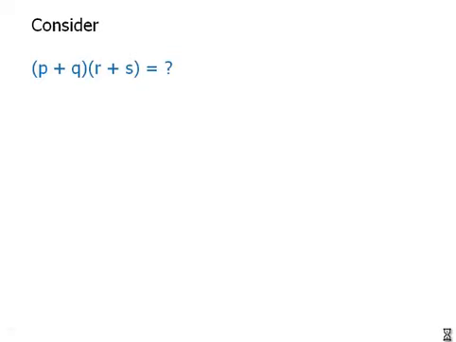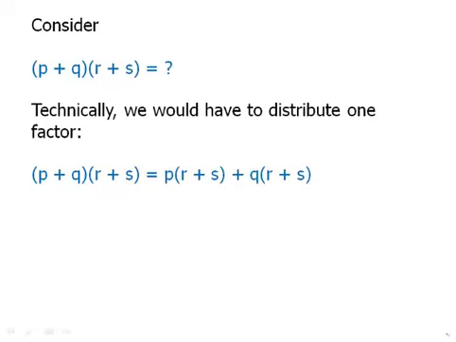So think about this. Here we have two binomials, that is to say, two factors, each of which involves the addition of two terms. And so how do we distribute? Well, technically, we would have to distribute one factor. And so let's say that second factor, r plus x, that whole thing as a factor, we'd have to distribute it across the first addition. And so we get p times that factor plus q times that factor.